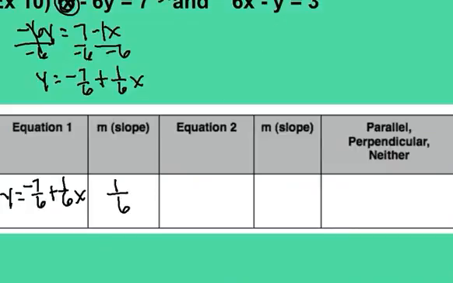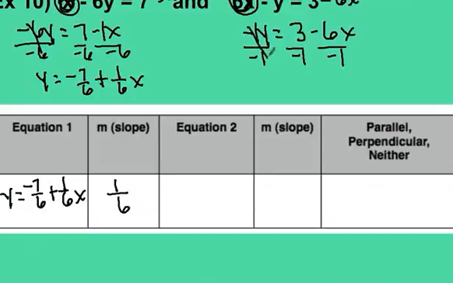For my second equation, I take 6x to the other side because I want to have y by itself. So when I do that, I'm left with negative y equals 3 minus 6x. Then I want this to be a positive y, so I've got to divide everything by a negative 1 to get rid of the negative. When I do that, I have y equals positive 3 divided by negative 1 would be negative 3. Negative 6x divided by negative 1 would be positive 6x. So my second equation would be y equals negative 3 plus 6x.